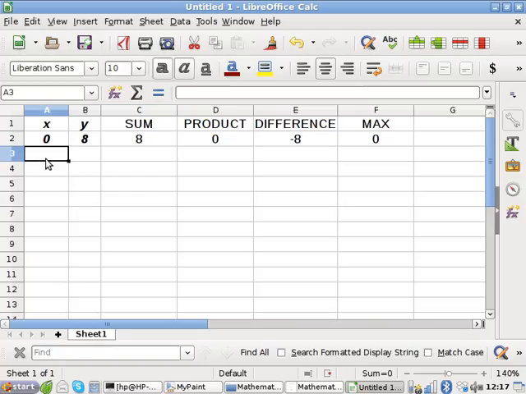So if I start with 0 and 8, they add to make 8, that's good. Their product is 0, their difference is minus 8, and you multiply them together, you get 0. Is 0 maximum? Probably not. So let's try and go on to 1 then.